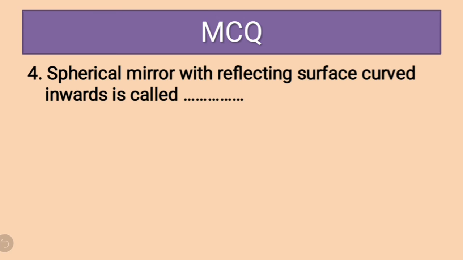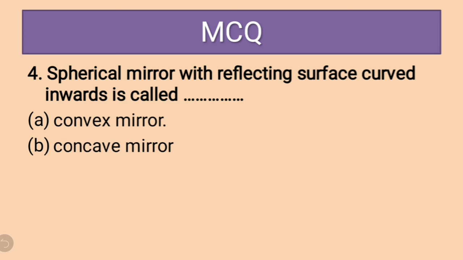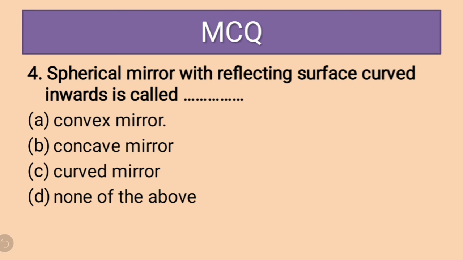And the last question, a spherical mirror with a reflecting surface curved inwards is called: convex mirror, concave mirror, curved mirror, none of the above. A spherical mirror with a reflecting surface curved inwards is a concave mirror. Let us see one more question.